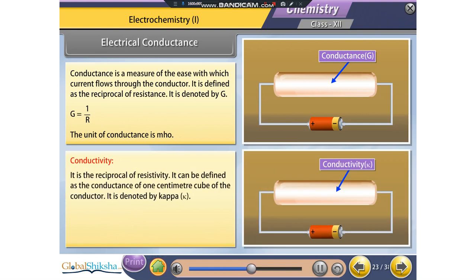Conductivity. It is the reciprocal of resistivity. It can be defined as the conductance of 1 centimeter cube of the conductor. It is denoted by kappa. Kappa is equal to L upon Ra. The unit of conductivity is mho centimeter inverse.